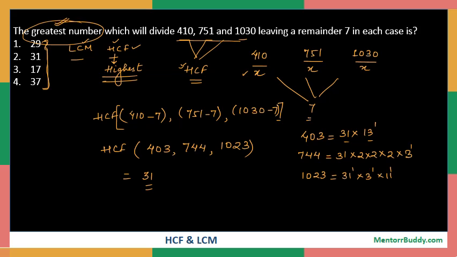So therefore HCF is 31, and hence the greatest number which will divide 410, 751 and 1030, leaving a remainder 7 in each case, is 31, which gives my answer as option number 2. So this is how we can solve such a question based on HCF and LCM, in fact HCF in this case, wherein the remainder is given.